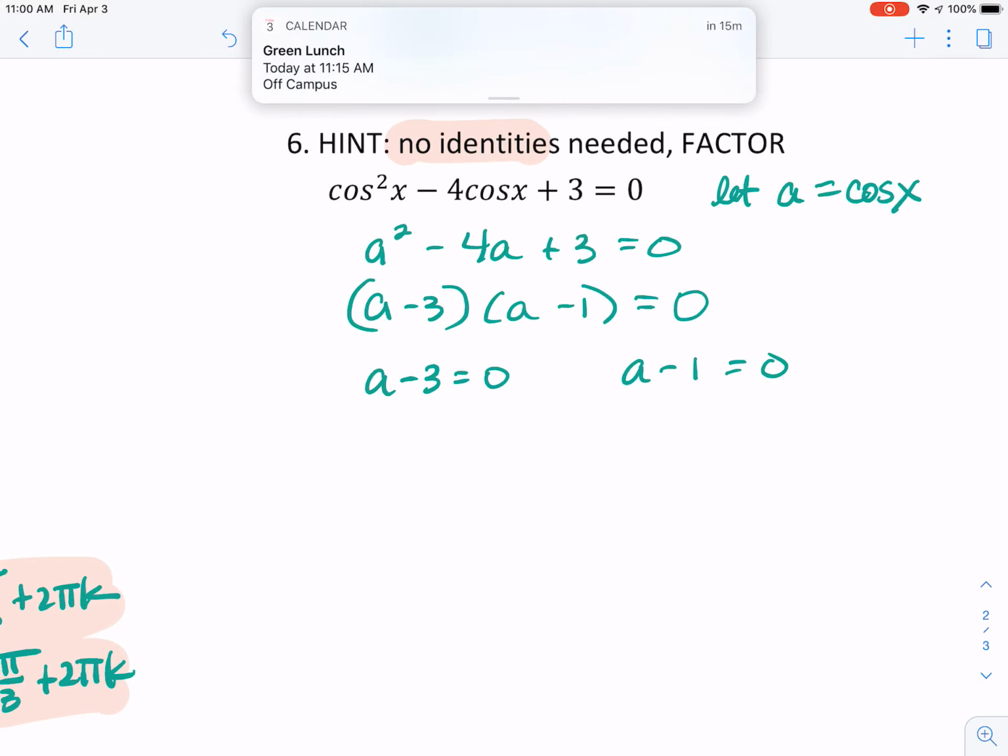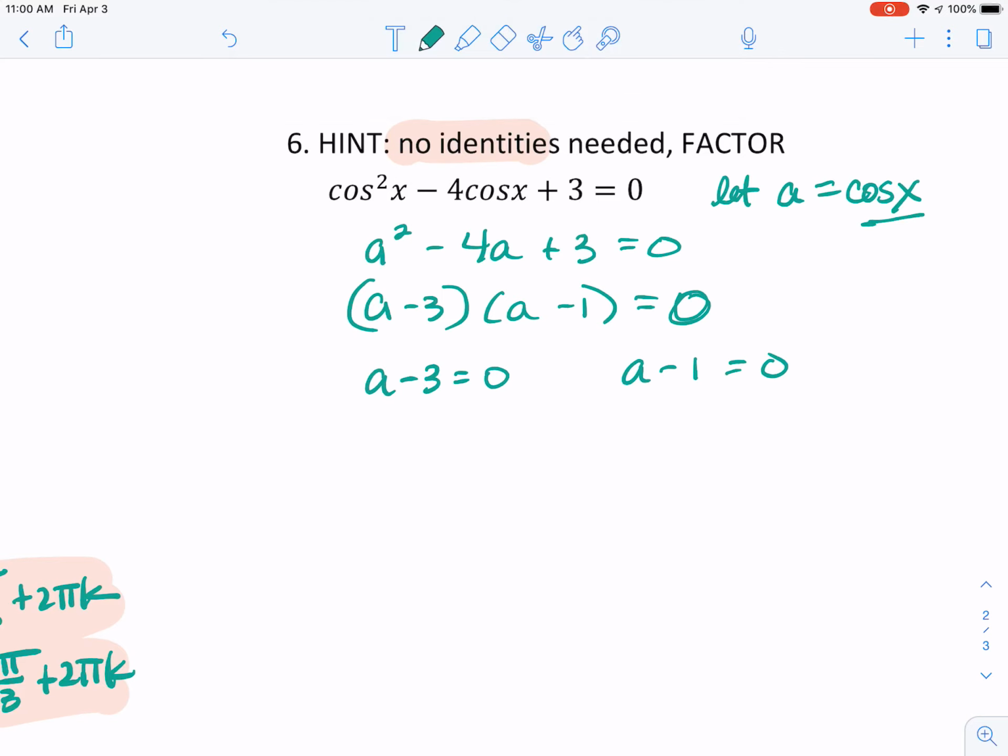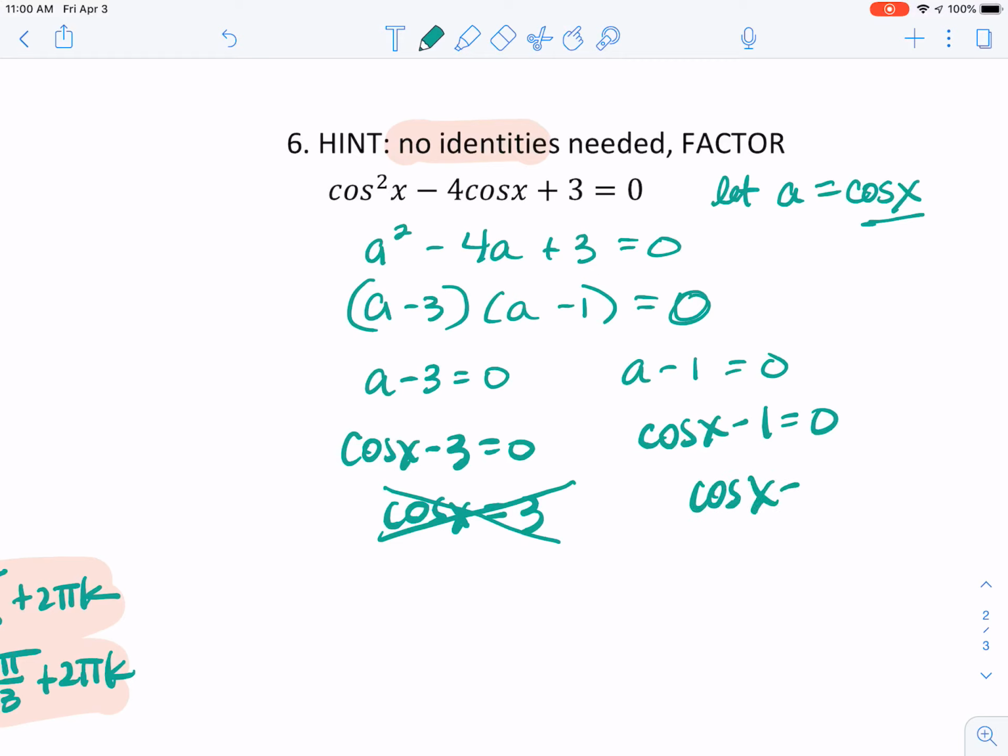You can only set the factors equal to 0 if the product is 0. And then replace it back with cosine x. So cosine x minus 3 equals 0, so cosine x equals 3. Well, that never happens. Cosine can't be bigger than 1. And then here cosine x minus 1 equals 0, so cosine x equals 1. And where does cosine equal 1? It's only here, which you can write a bunch of different ways. You could say 0 plus 2 pi k, or 2 pi plus 2 pi k, or the shortest way would just be 2 pi k. Because if k was 0, you would get 0. If k is 1, you get 2 pi. If k is negative 1, you get negative 2 pi, and so forth.